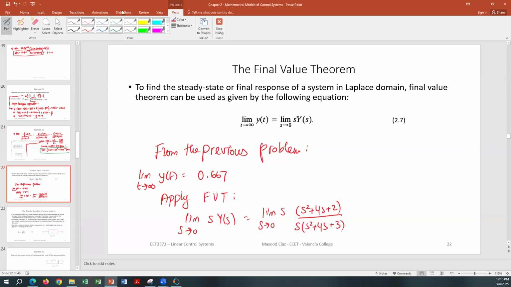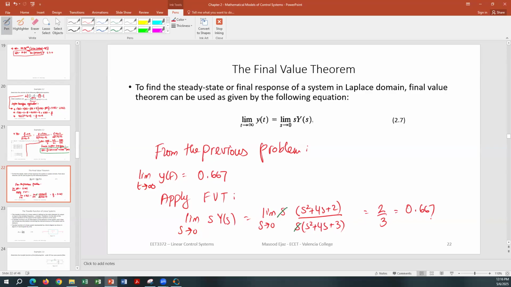So you apply the limit. The first thing we're going to do is cancel out this s and s. Then we apply the limit, put s equal to 0. When we put s equal to 0, this will become 0, this will become 0, and you're going to be left with 2 over 3, which is 0.667. Right? This theorem is universal, so you will always find the same thing.